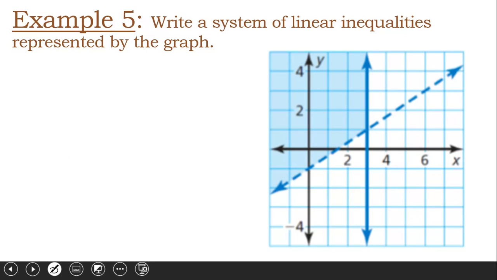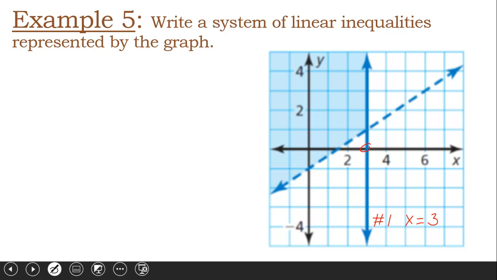Let's look at this example. A little bit trickier example here because one of our lines is a vertical line. So if we look at our first line, which I'm going to label right here as line number 1, we know it's a vertical line. Vertical lines, remember, are always x equals whatever the value is that is crossing the x-axis. In this case, it's x equals 3.